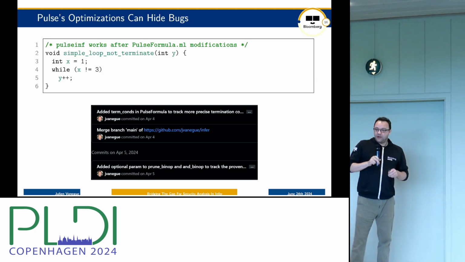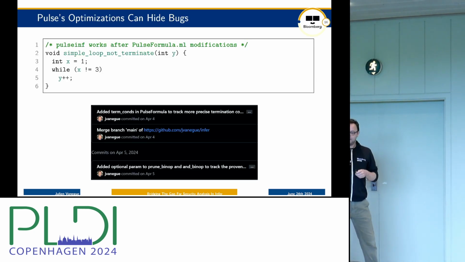First of all, the Pulse optimization can hide bugs if you're not careful, which motivated some of my changes there. So let's see this small example. If you have a very basic loop that does not terminate, say int x equal 1, while x different than 3, y plus plus, obviously x will never be equal to 3, and so you have an infinite loop in this particular case. You would like to see this bug.